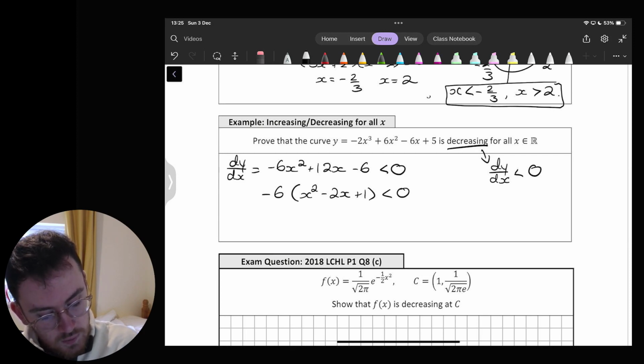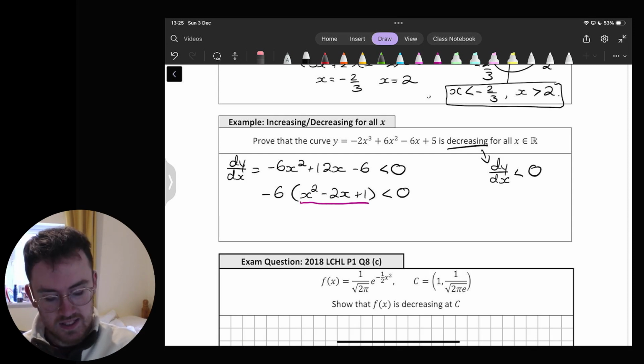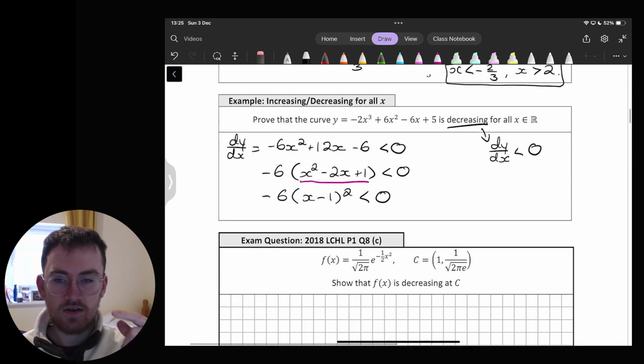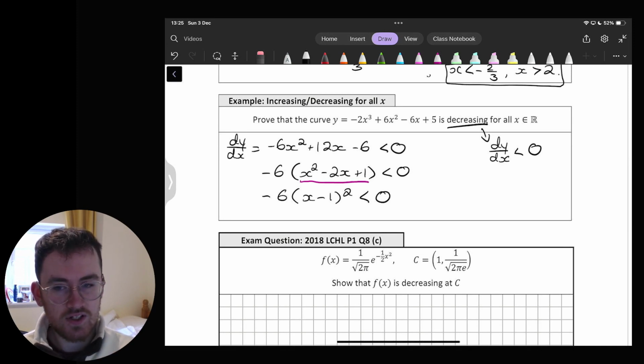I should hopefully recognize this as being a perfect square, which means that I can rewrite it as x minus 1 all squared. So that's the same as the quadratic that I have there. It's a quadratic with a repeated root at 1, so I can factorize it in that way. If you don't remember it's a perfect square, you could just attempt to factorize it, and you should end up with the same bracket repeated twice.